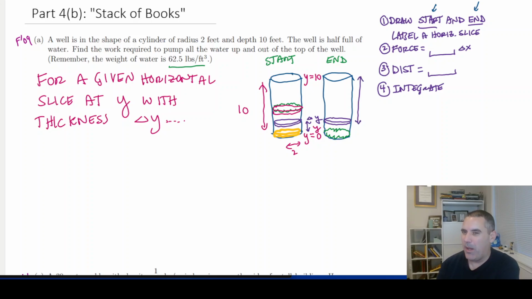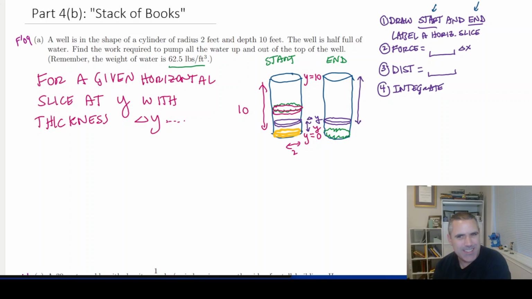And I would like to know the pattern for how much it weighs and how far it goes. So once you realize it's a stack of book problems, you basically just label a slice. And then you figure out how far it's lifted. How do I know it's lifted there? Because it said it was going to the top.